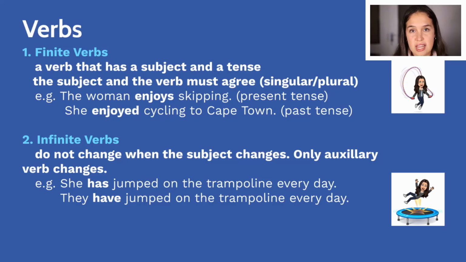Number 2, infinite verbs. They do not change when the subject changes, only the auxiliary verb changes. For example, she has jumped on the trampoline every day, or they have jumped on the trampoline every day. As you can see, the verb jumped remains the same, but the auxiliary verbs has and have changed according to the sentence.